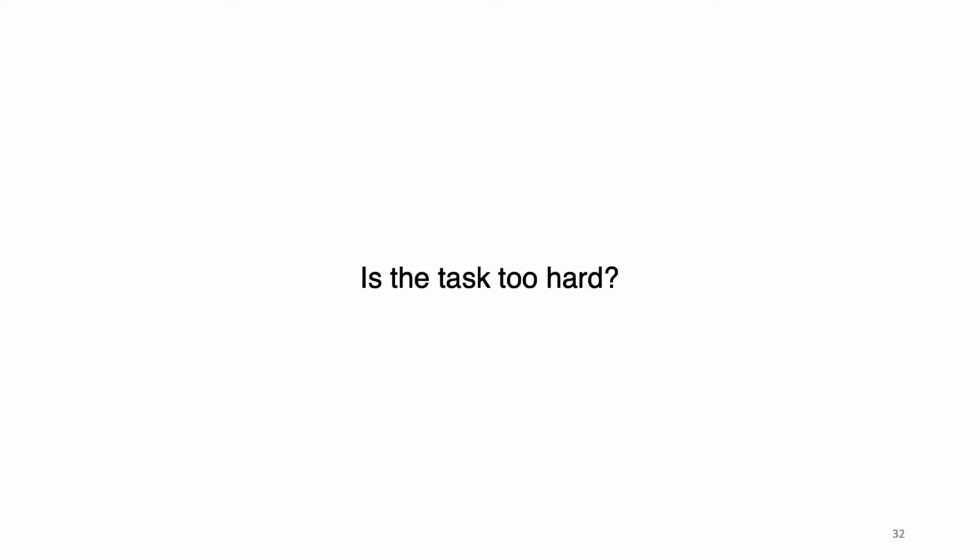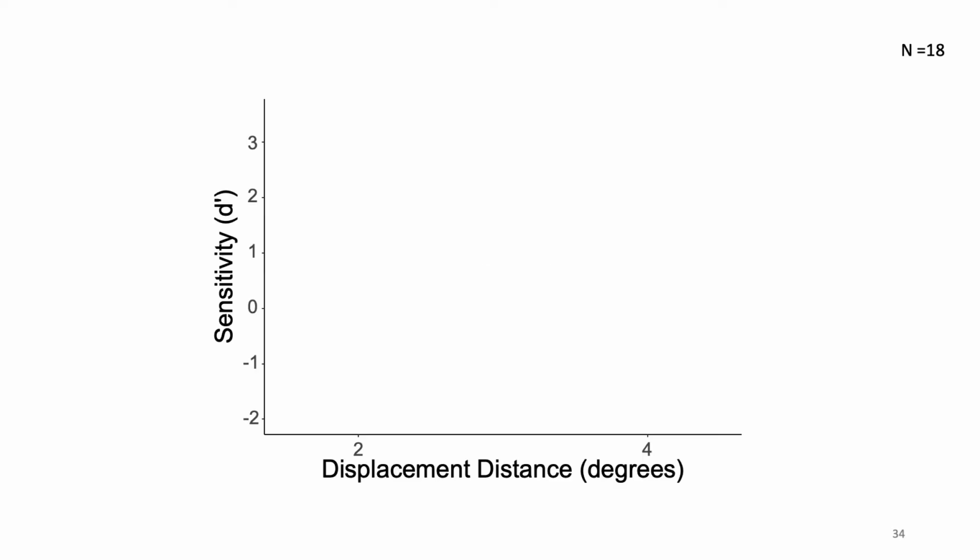And so the first thing we thought was maybe the task is just too hard. So we did a second experiment with the same stimuli, the same task, but added a 4-degree displacement condition. So once again, we're plotting sensitivity on the y and displacement distance in degrees on the x. And when we look at sensitivity for this experiment, some interesting things happened. First, in the 4-degree displacement condition, we replicate the effect we found in the scene experiment. Participants have a significantly higher sensitivity in the no blank condition compared to the blank condition.